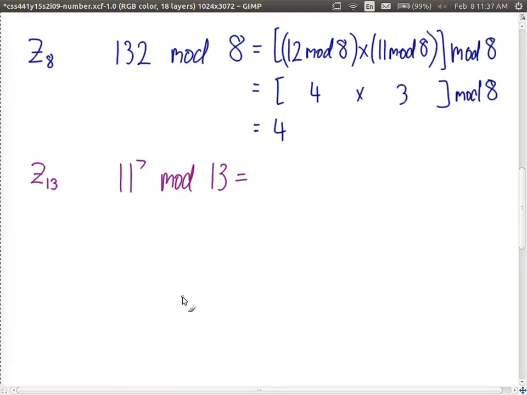Try that one, a couple of minutes. Try to expand and do it without a calculator. No calculator, solve that: 11 to the power of 7 mod 13. And try and use the expansion to solve that, just to see how powerful it is.